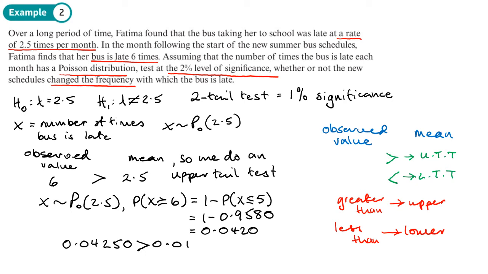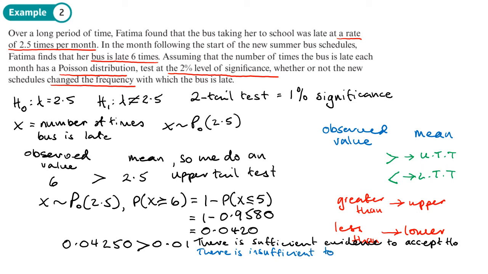So you can write the next statement in one of two ways. You could say there is sufficient evidence to accept H0, or another way of doing it, let's do a different colour, there is insufficient evidence to reject H0. Either way, we accept H0.